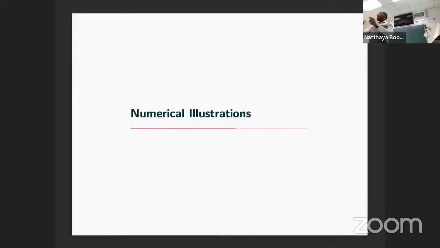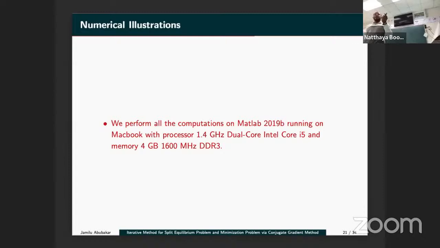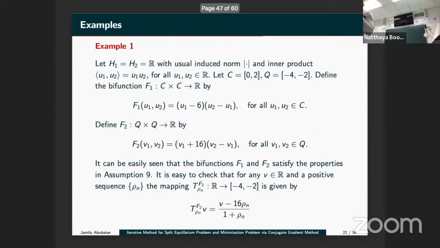I did not bring the proof details, because this work is still under review and is still ongoing. I did not bring some of the technical proof in the work, but I will show you the numerical examples to see the potential applicability of the method, and how the method, with the conjugate techniques, makes it fast. We perform all our computation in MATLAB 2019 with this specification. And this is the first example.